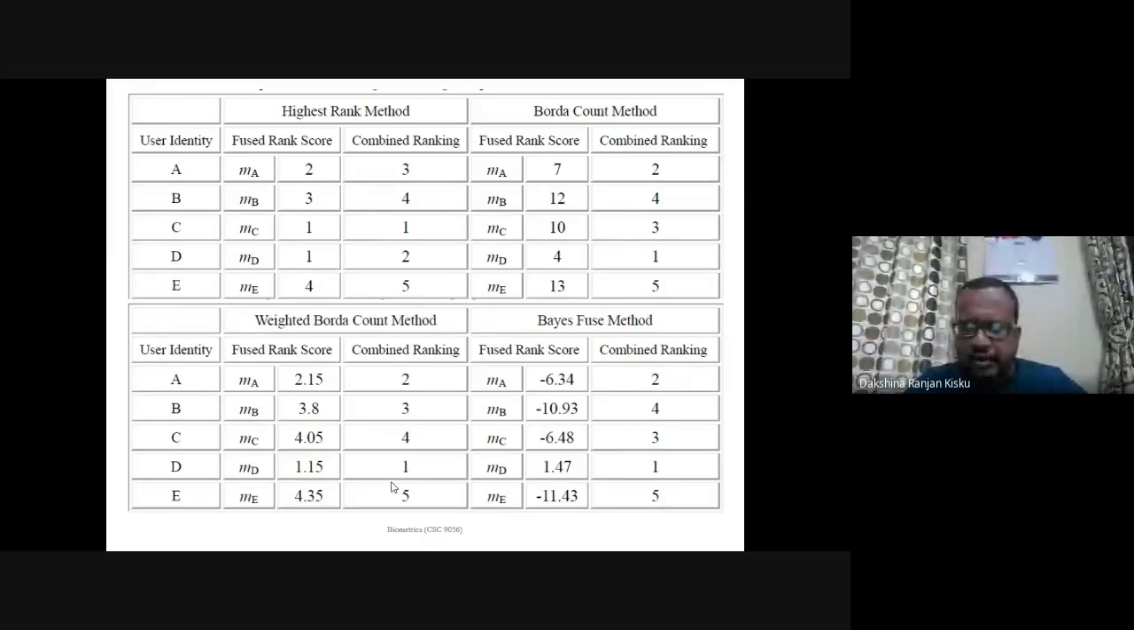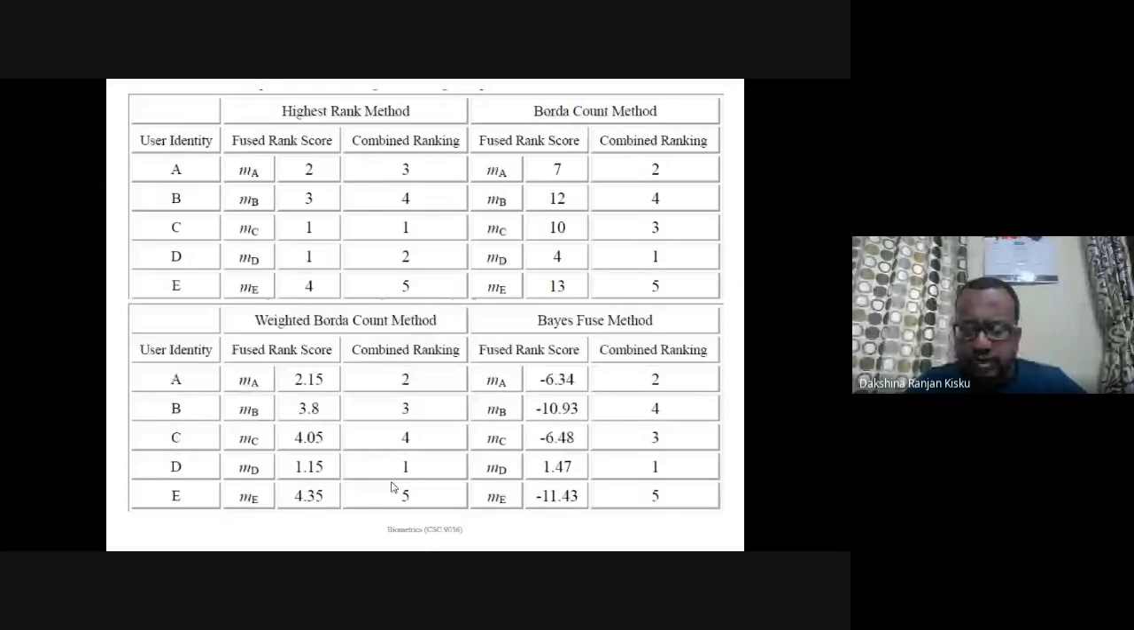Then we get the combined rank. The combined rank is obtained from this fused rank score. So here we get combined rank 1 for user D, because user D has the fused rank score 1.47. One thing you have to remember is that for the Bayes fusion method in rank level fusion, whenever we get the maximum value, that maximum value will be assigned combined rank 1. Then the next maximum value, then the next smaller value, and in this way we get the combined rank using the Bayes fusion method.